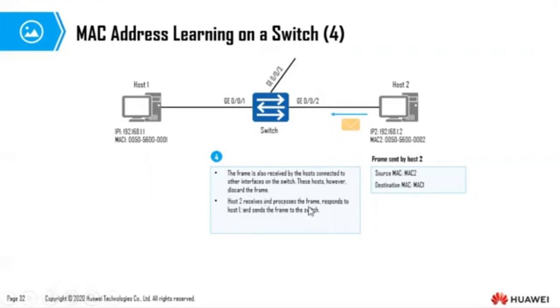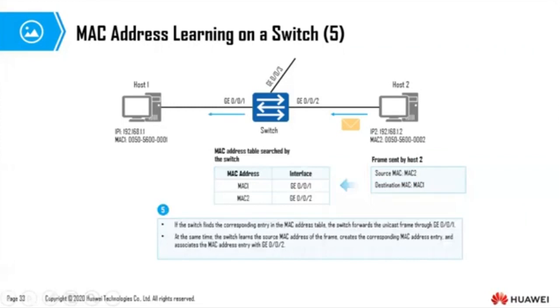So host 2 receives and processes the frame, responds to host 1, and sends the frame to the switch. So host 2 has received it, then it creates a reply. Okay, so let's find out what happens when the switch receives the reply from host 2. What do you think will happen?